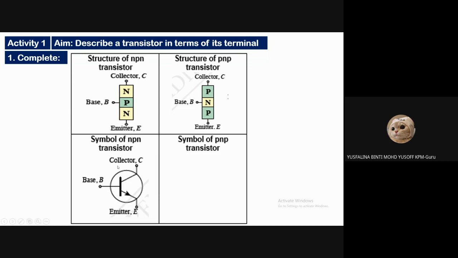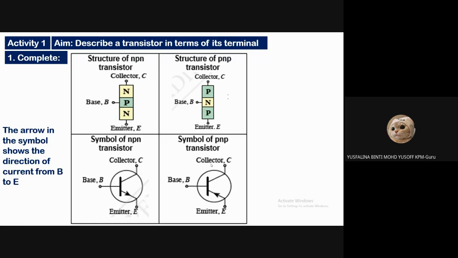This is the NPN transistor. The difference is the arrow here. For the NPN it is going down, but for the PNP it goes up. So you need to remember: the arrow going down, we call it NPN; going up is PNP.